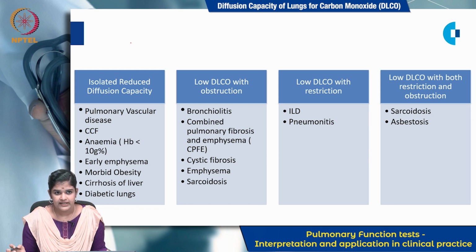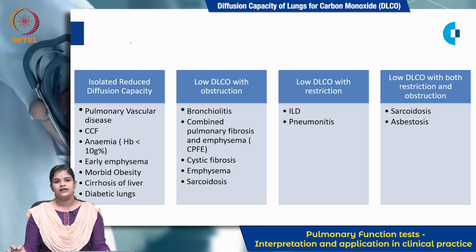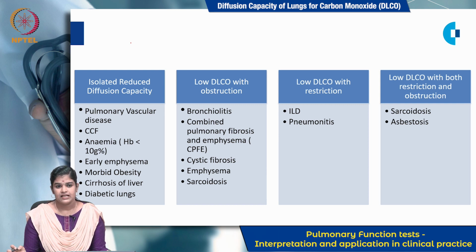First is isolated reduction in diffusion capacity, that is the lung volumes remain normal, only the diffusion capacity will be reduced. It occurs in conditions like pulmonary vascular disease, congestive cardiac failure, anemia, early emphysema, morbid obesity, cirrhosis of liver and diabetic lung. Let us see conditions where there is low DLCO with obstruction.